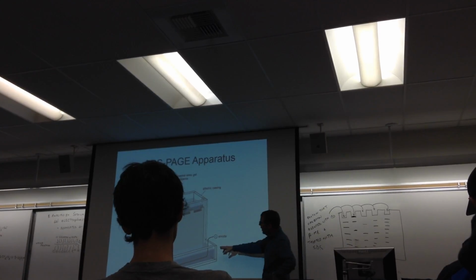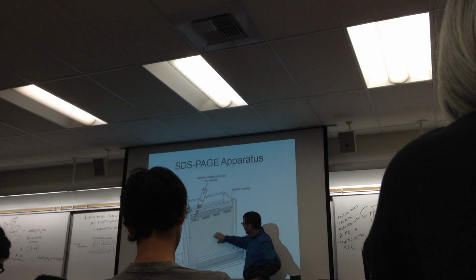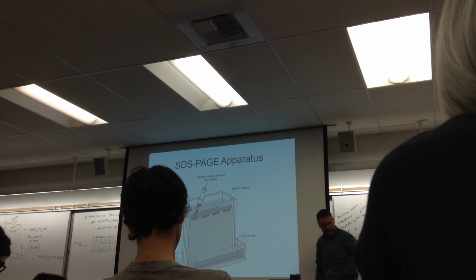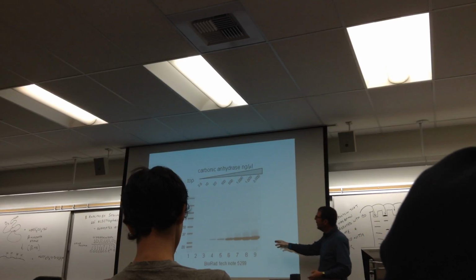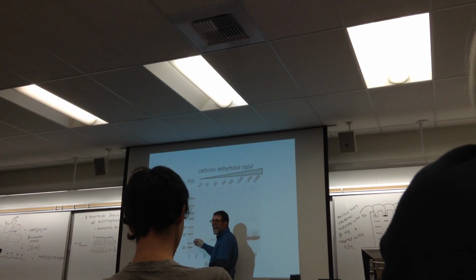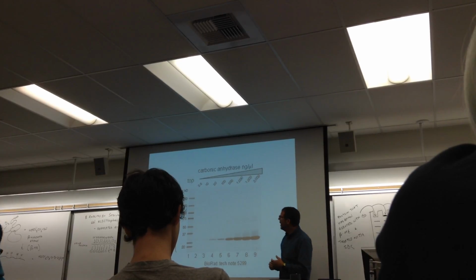Apparatus in here, and you're loading the samples up here, and while it's in the field, the migration is going to go in that direction. And then this is a gel. And the first lane here are your molecular weight standards. And the gel matrix is polyacrylamide.